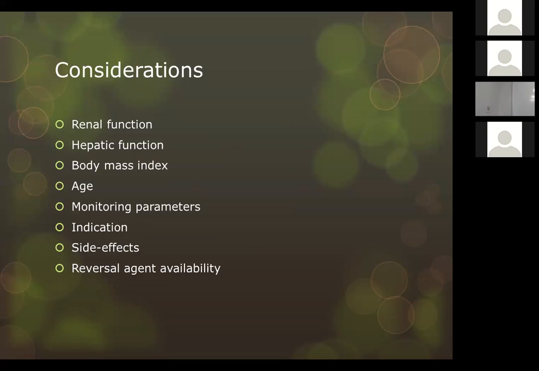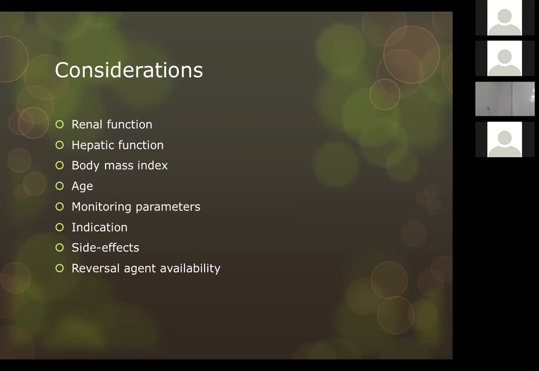Hepatic function is another thing that should be assessed and should be looked at before starting these medications, because a lot of them have not been studied in hepatic dysfunction, especially Child-Pugh classes B and above. And warfarin is metabolized in the liver, so that's something else important. Not only that, but our clotting factors are produced in the liver, so it can have a big effect on our different clotting cascades.